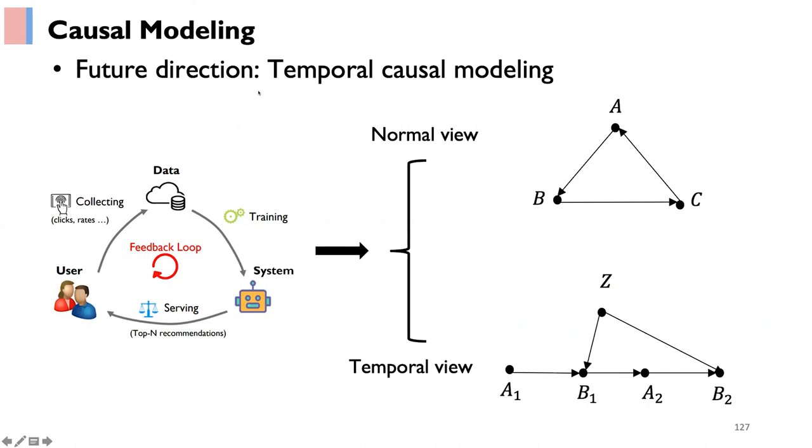Regarding this problem, one potential direction is temporal causal modeling. As shown in this part, this is a static causal graph used in the existing causal recommendation methods. And from a temporal view, we can expand all of these variables along time. And then we can consider the connections along different time steps with temporal related factors.